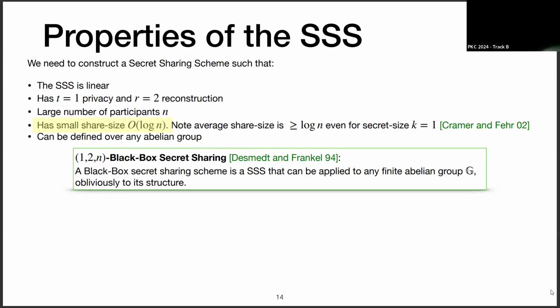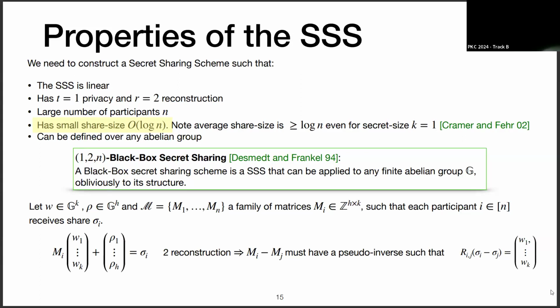These are secret sharing schemes that were defined by Desmedt and Frankel in 1994, and are basically linear secret sharing schemes that work over any abelian group. So that's great. And in particular, for these black box secret sharing schemes, we know that the minimum share size is log n, where n is the number of participants, even if we are only sharing one secret. And this is a result from Cramer and Fehr 2002. So we would like to have a share size that is around log n.